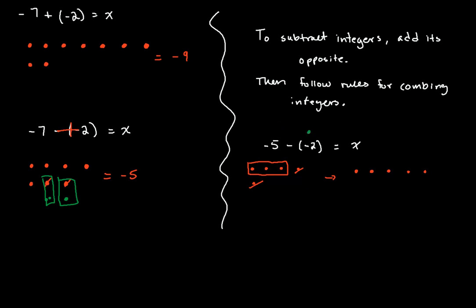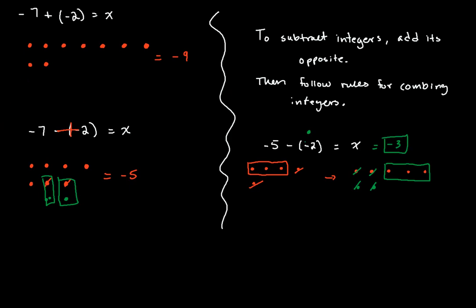So this is +2 now instead, right? I'm going to take that +2. I'm going to add in +2, and just like last time, pair off these guys. I'm going to cancel them out, and I'm still left with a -3. Okay, so we know that -5 minus -2 is the same thing as -3.